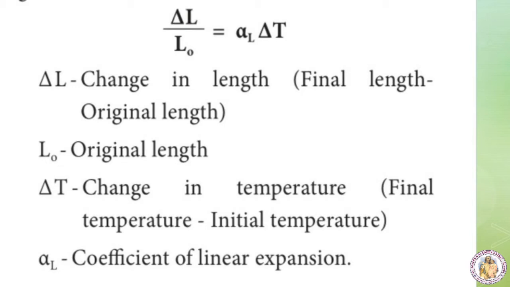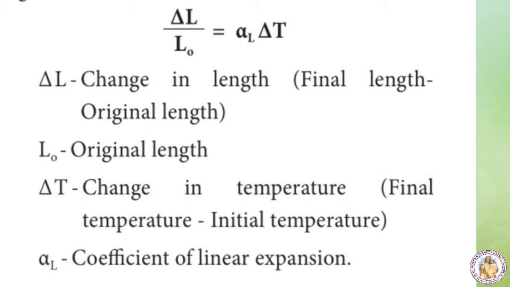So how to find the change, delta L, change in length? Final length minus original length. What is the final length? That is 6 centimeter minus the original length, which is 5 centimeter. So 6 minus 5, 1 centimeter. That is the change in length. So delta L, change in length, is 1 centimeter. This is only for example. Next is L naught. What is L naught? It is the original length, that we already know. Okay, for example 5 centimeter.